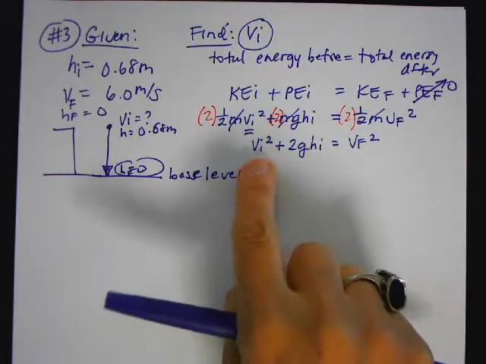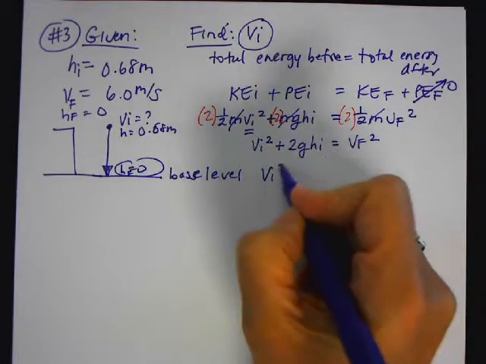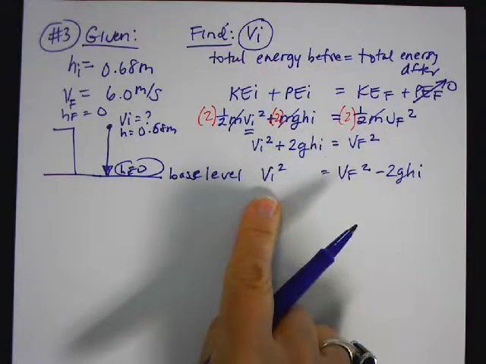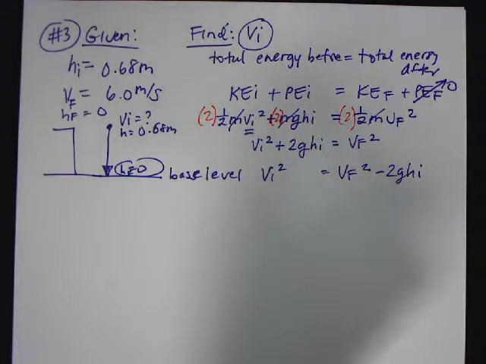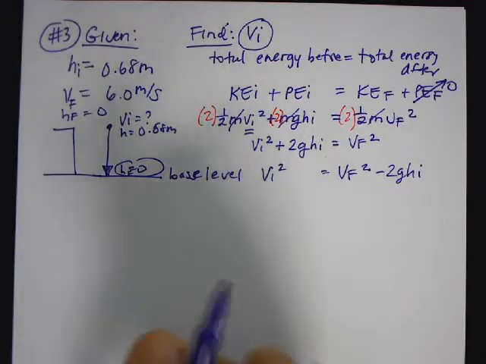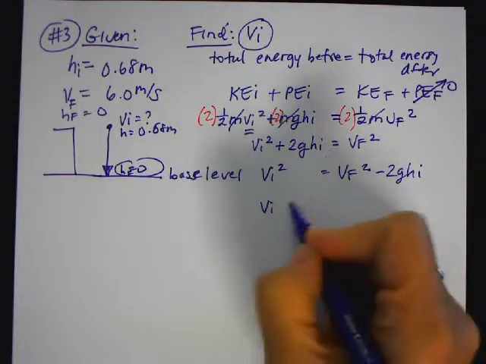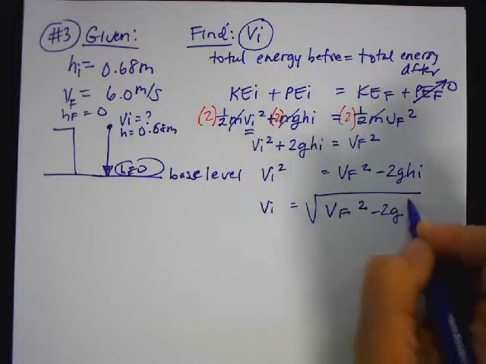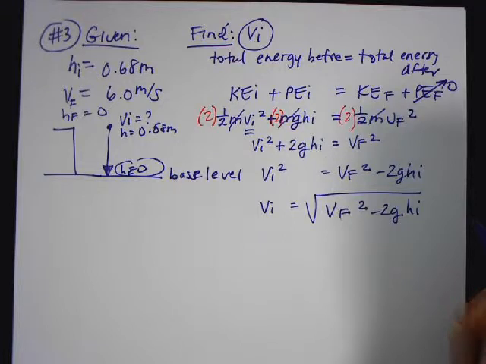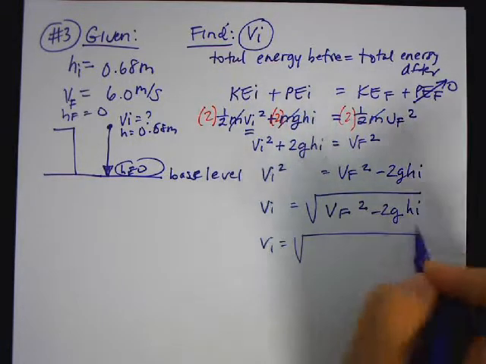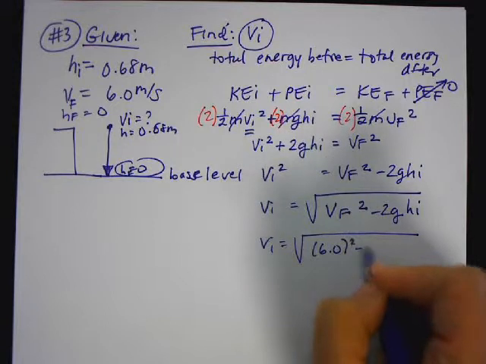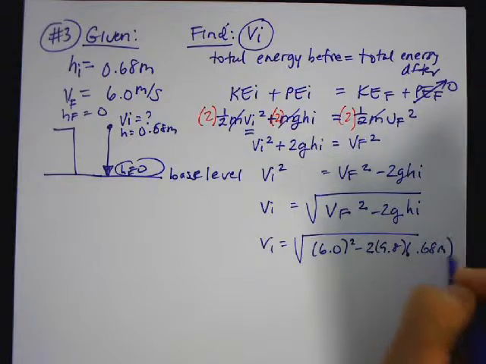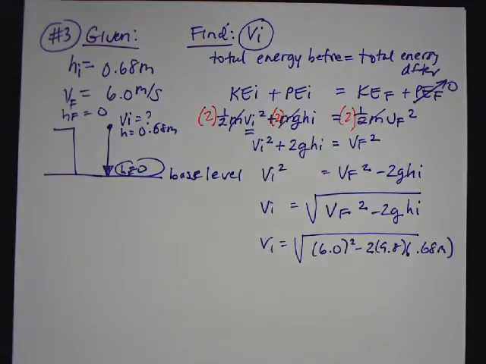So now I want to solve for vi, so I need to put that on the other side of the equal sign. So vi squared is equal to vf squared minus 2ghi, but I want to solve for vi. So the most common mistake people are going to make is they're going to forget to take the square root at the end. So I'm going to go ahead and do that now and say vi is equal to the square root of vf squared minus 2ghi. So now I'm going to substitute in my values. So VF is 6 squared minus 2 times 9.8 times 0.68. And remember, that's underneath a radical.